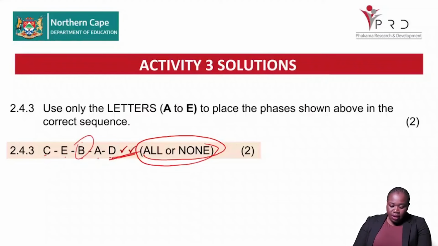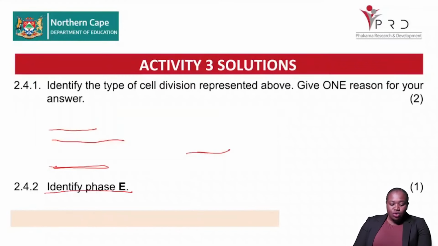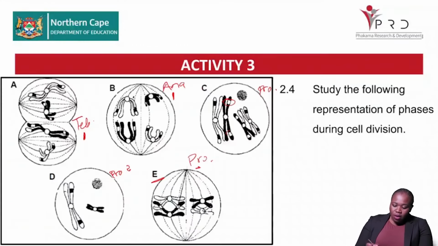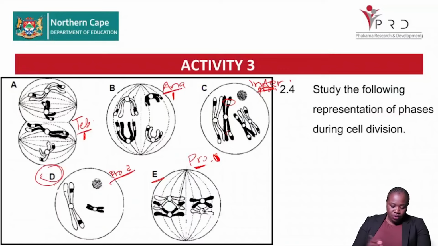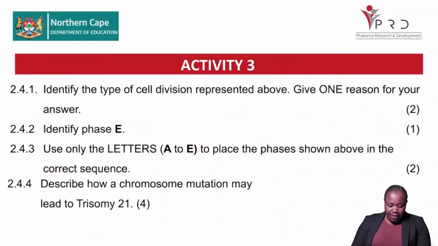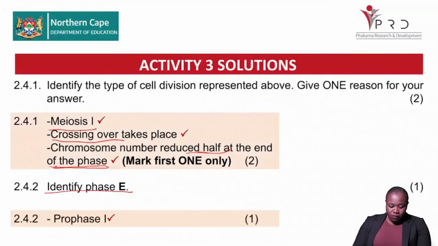So C, E, B, A, D, meaning that you are going to place them in the correct order, which is going to be interphase here, not prophase, right? And then we are going to have E, which is prophase 1, right? And then we are going to have anaphase, and then telophase, and then this one would then be prophase 2, right? So this would be in meiosis 2, basically. All right, now let's move on to the next one.